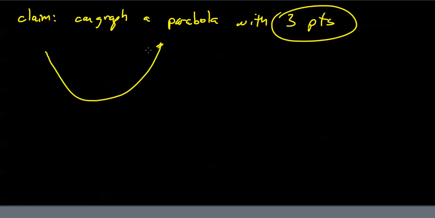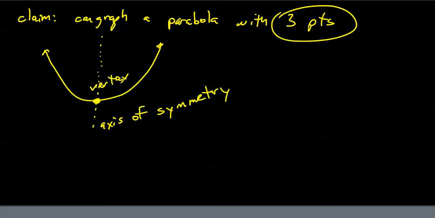I claim all parabolas, fat or skinny, up or down, have an axis of symmetry. And I'm sure you've heard that phrase before. It's the vertical line about which the parabola has vertical symmetry. Okay? Each parabola also has a vertex, and the vertex is the intersection of the parabola itself and the axis of symmetry. And of course, the parabola is the graph of the quadratic function of interest.